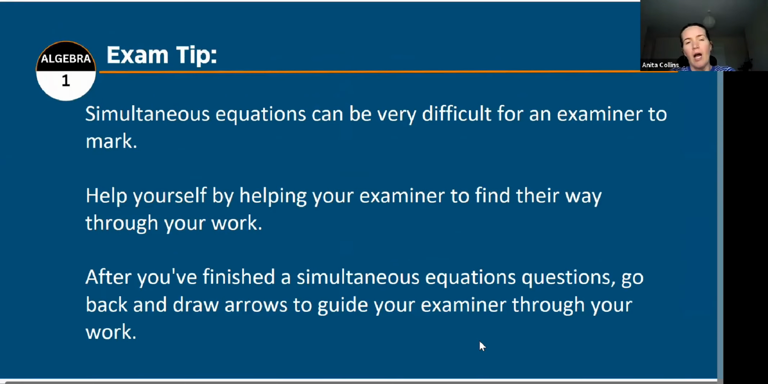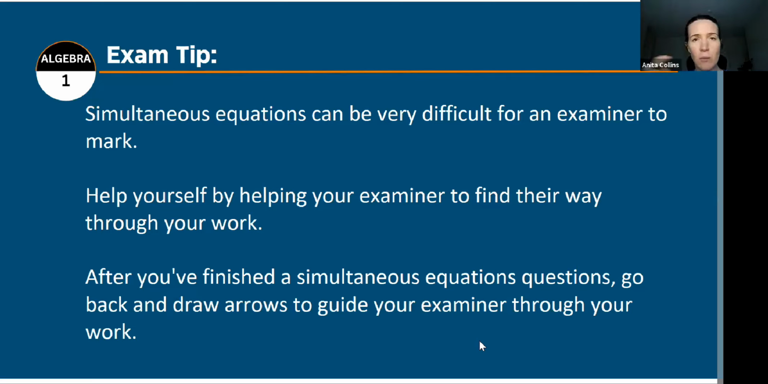All right, I've mentioned this earlier. As an examiner for the Leaving Cert higher level paper, I can tell you from experience that marking simultaneous equations questions can be very, very challenging. We do our best, obviously, and we really take time to wade through it, but we are only human. And I think that you could really help yourself by helping your examiner to get through your question clearly.